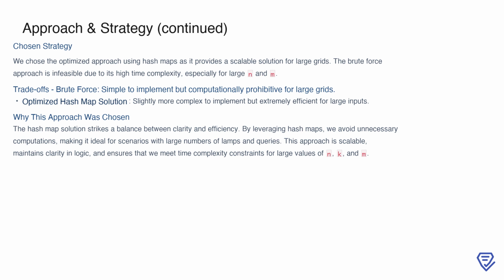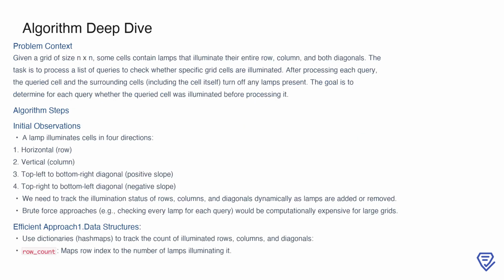In this problem, we are working with an NxN grid where some cells contain lamps. Each lamp illuminates its entire row, column, and both diagonals. The task is to process a series of queries to determine if specific cells are illuminated before turning off any lamps in the queried cell and its surrounding 3x3 region. The challenge lies in efficiently tracking the illumination status as lamps are added or removed.